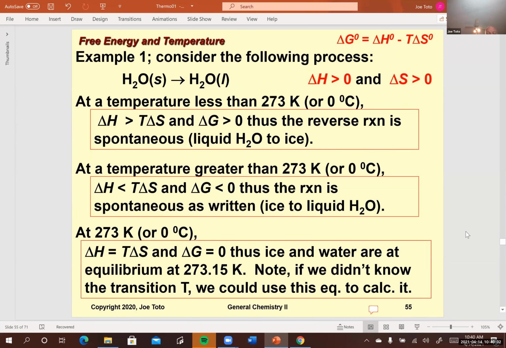So let's check it out for the melting of ice. Now it says here, I have solid water going to liquid water. What is the sign of enthalpy, delta H?